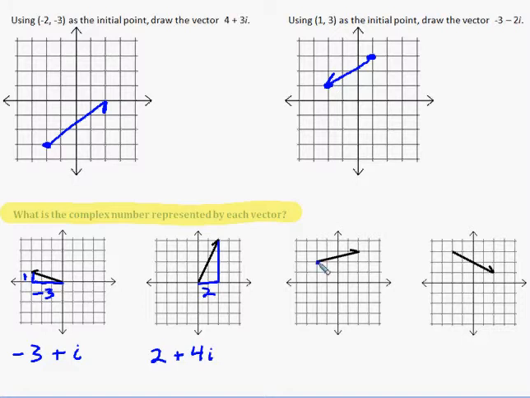The horizontal is 4, so our real part is 4. And we go up 1, so our imaginary part is 1. And again, here's our initial point. Our horizontal is 4. So that's our real part. And now we're going down 2 for our vertical, so that's minus 2i. And those are the complex numbers represented by those vectors. So we should be able to draw the vector given the complex number, or if we have the vector already, we should be able to figure out the complex number.